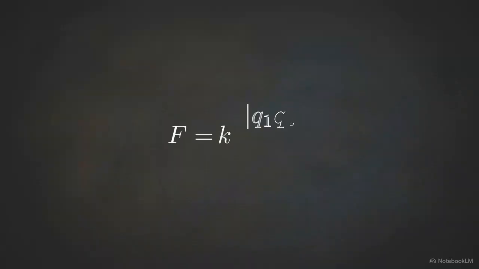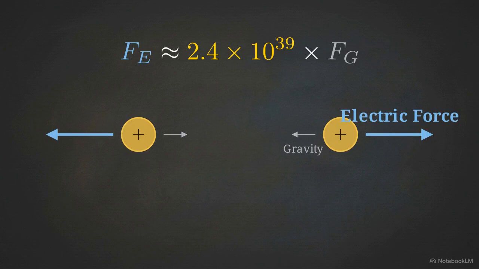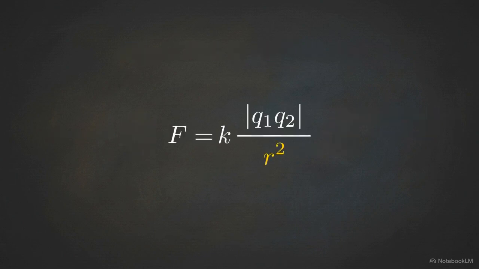To calculate the interaction between these particles, we use Coulomb's law. It shows that the force is proportional to the charges and inversely proportional to the square of the distance between them. This electrical interaction is roughly 10 to the 39th power stronger than the gravitational pull between the same two particles. Many students overlook the square in the denominator.